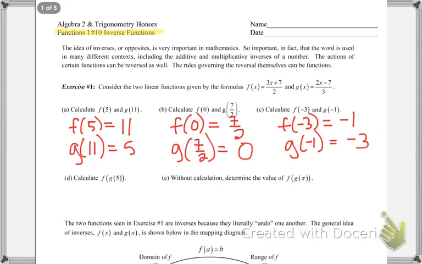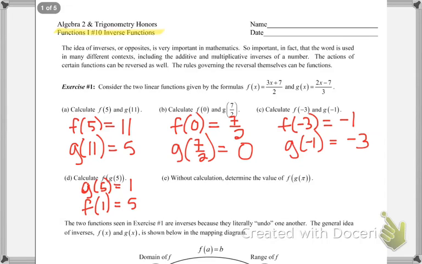So if we calculate f of g of 5, first do g of 5: store 5 for x, plug it into your function g, it equals 1. So now we're going to take that output value and make it our input for function f. And so we store 1 to function f, and we get 5.